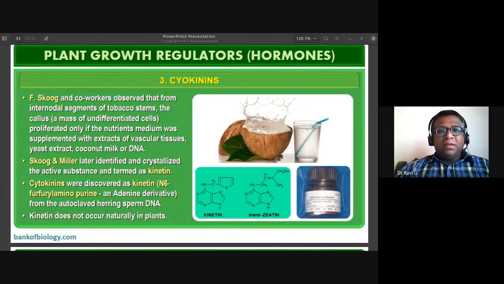Next plant growth promoter, that is cytokinin. In today's class, we'll be discussing cytokinin. There's a letter missing here, anyway, that is a spelling error. Cytokinin we'll be discussing, and also we'll be discussing the hormones abscisic acid and ethylene. Okay, so let us proceed with that.